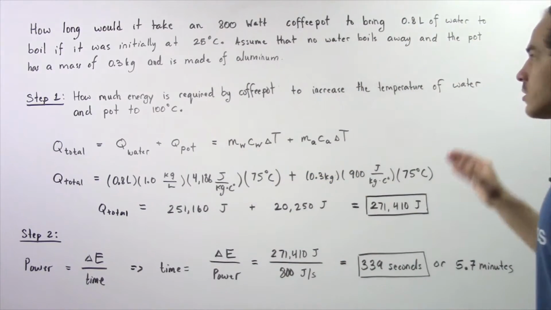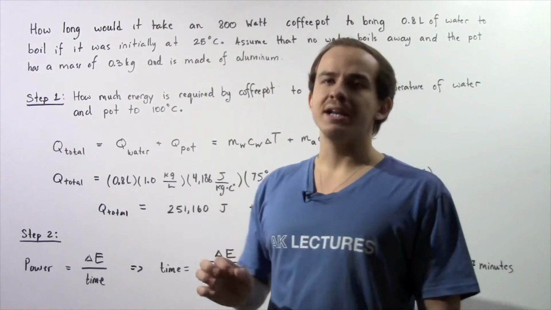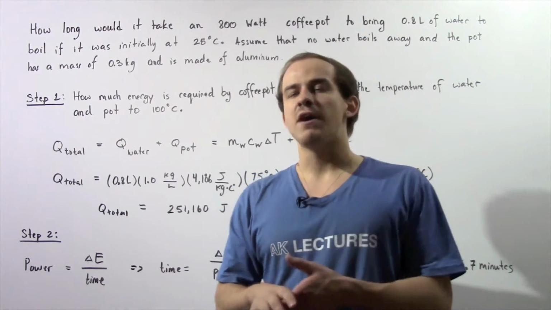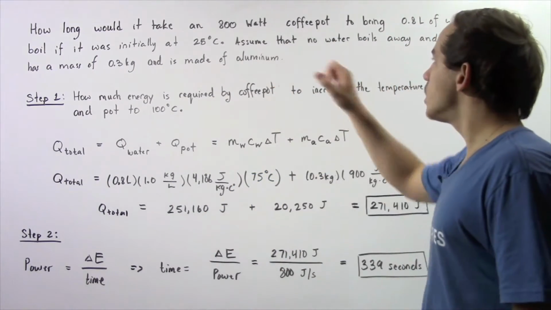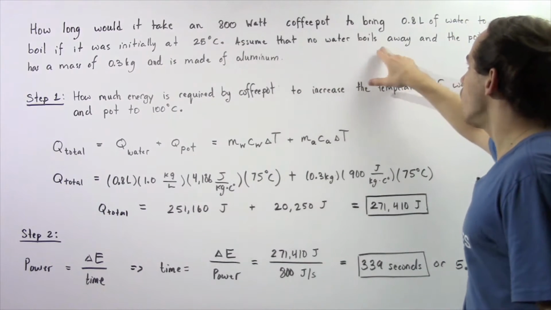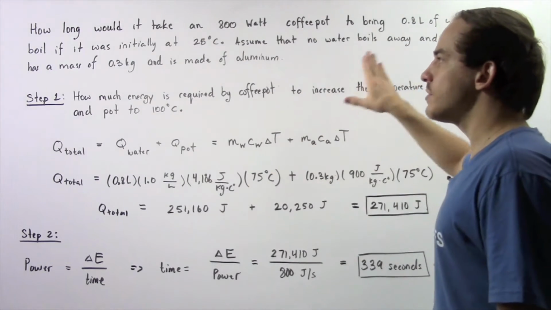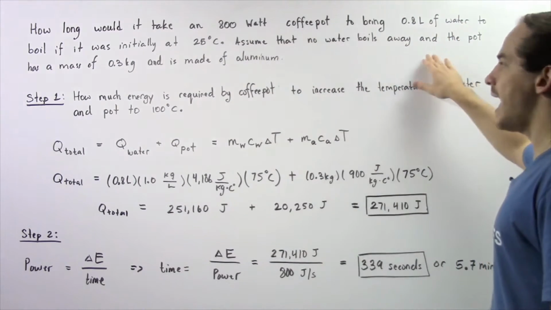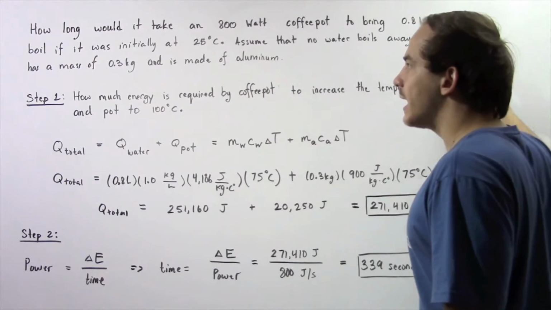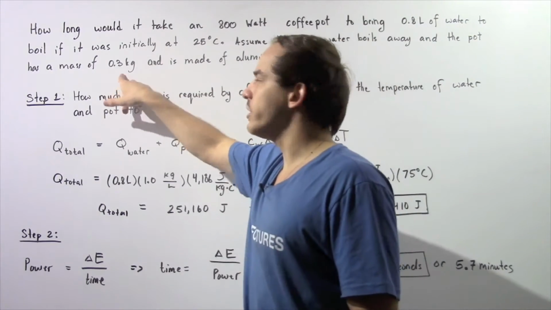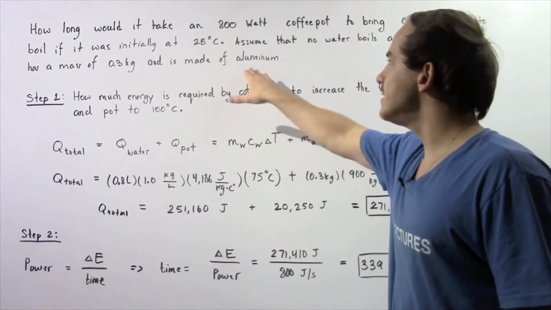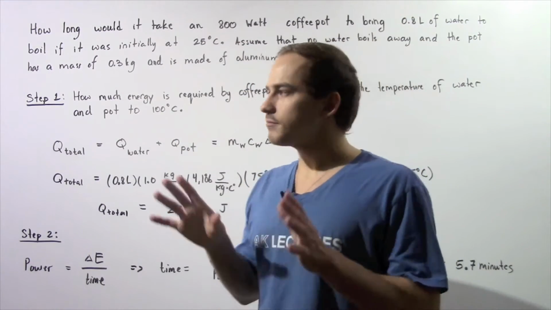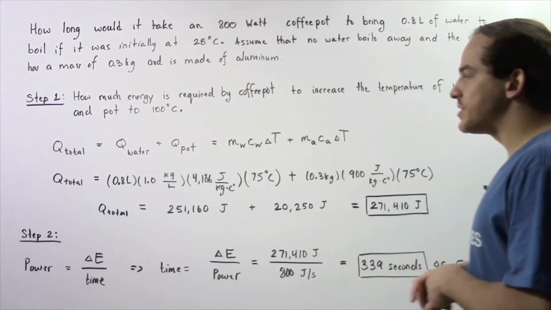So the water as well as the coffee pot was initially at 25 degrees Celsius. Assume that no water boils away, so the mass of the water remains constant, and assume that the pot has a mass of 0.3 kilograms and is made of aluminum. So let's begin with step one.